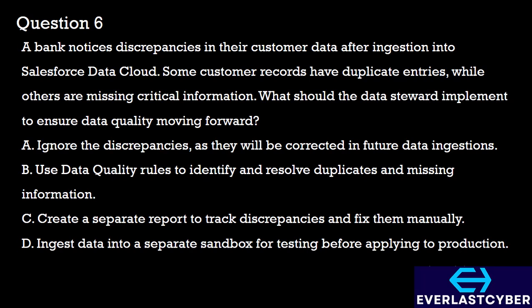Looking at option A, that is incorrect because ignoring the discrepancies will lead to ongoing data quality issues. In option B, implementing data quality rules will allow the data steward to automatically identify and rectify discrepancies like duplicates. Option C involves manual tracking and fixing, and this is inefficient because it can lead to further errors.